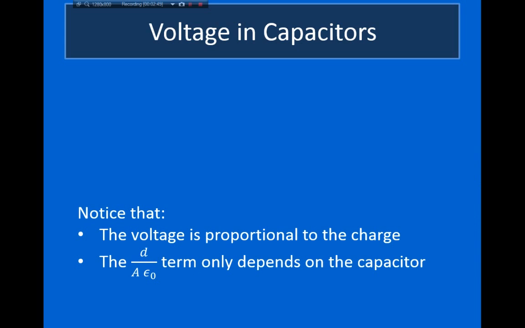Now, there's a couple things to notice about this formula, so let me go ahead and write this formula down again. We found that the voltage difference is equal to the charge on the capacitor times this quantity d divided by the area of the plates, epsilon naught. The first thing to notice is that the voltage across the plates of a parallel plate capacitor is proportional to the charge on the plates of the capacitor. The second thing to notice is that this quantity right here that I have shown in parentheses only depends on the capacitor. This depends on the distance between the plates of the capacitor, and it depends on the area of the capacitor. So this describes the capacitor.